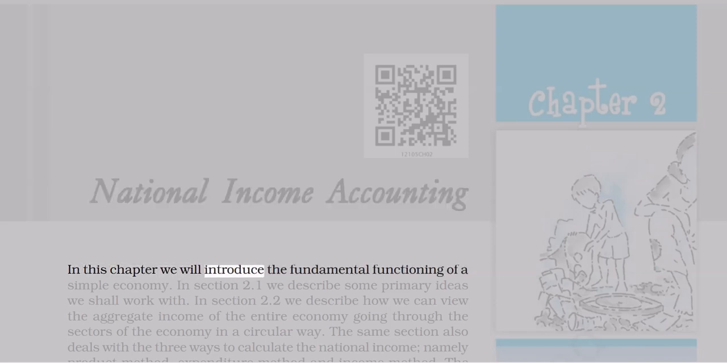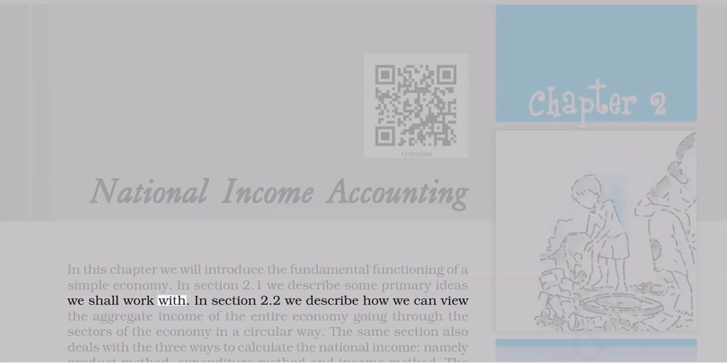In this chapter, we will introduce the fundamental functioning of a simple economy. In section 2.1, we describe some primary ideas we shall work with. In section 2.2, we describe how we can view the aggregate income of the entire economy going through the sectors of the economy in a circular way.